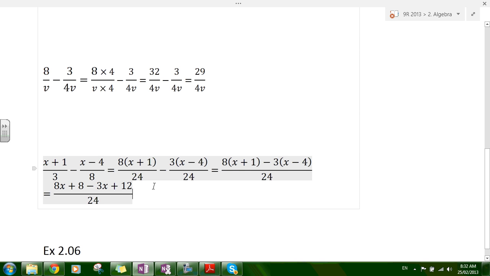And so if I simplify this again, what we end up with was 8x minus 3x is 5x, and then 8 plus 12 is 20. 5x plus 20 over 24. So that's our final solution. 5x plus 20 over 24 is what we end up with. We need to take it step by step.